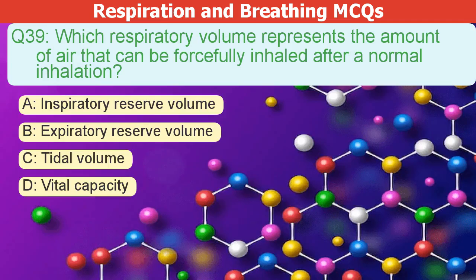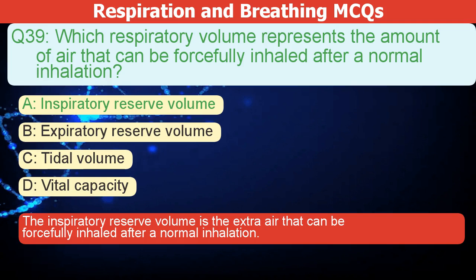Which respiratory volume represents the amount of air that can be forcefully inhaled after a normal inhalation? A. Inspiratory reserve volume. B. Expiratory reserve volume. C. Tidal volume. D. Vital capacity. The correct answer is A. The inspiratory reserve volume is the extra air you can forcefully inhale after a normal breath.